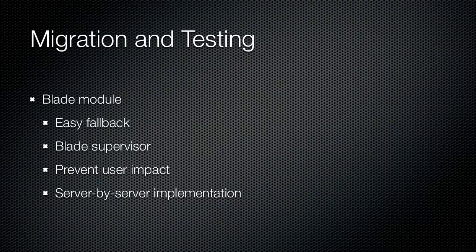So in the event of anything catastrophically going wrong, it's really easy to fall back to your previous configuration. Like I said earlier, the blade supervisor must be properly configured to use and recognize the FWSM Cisco Firewall blade module. To prevent user impact, we're doing a server-by-server implementation phase, which is why it's such a long duration. Basically, in this phase you go server by server, you pick one server, and you say what all traffic needs to go to and from the server.